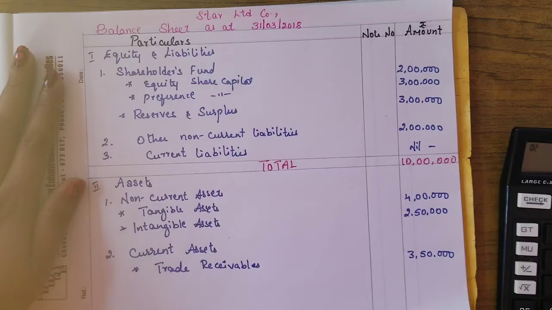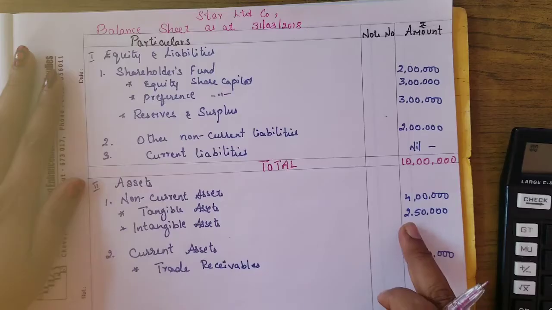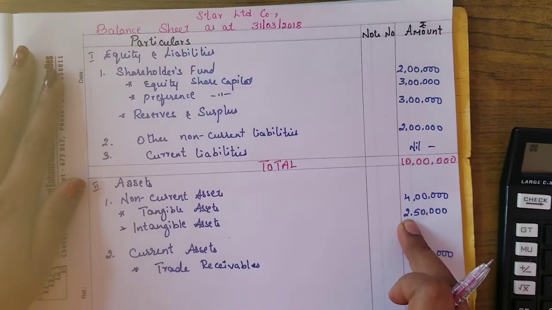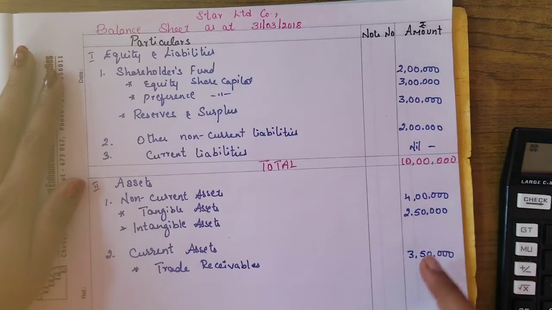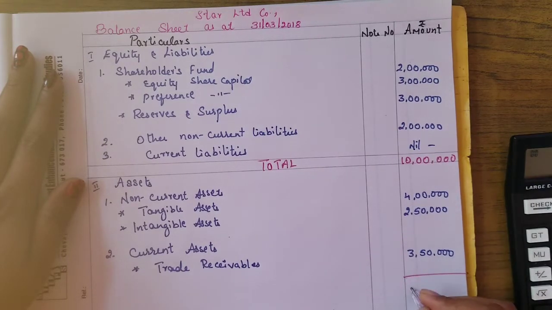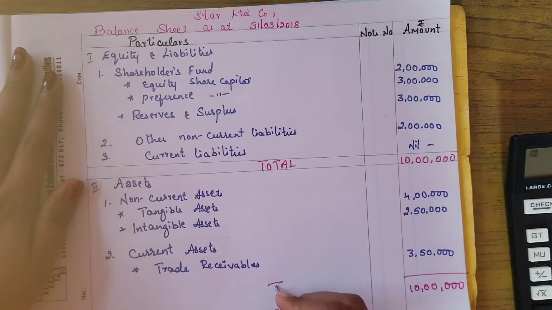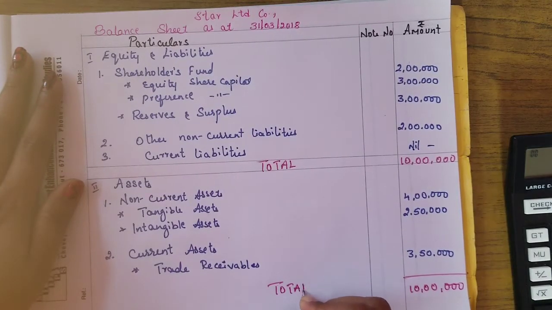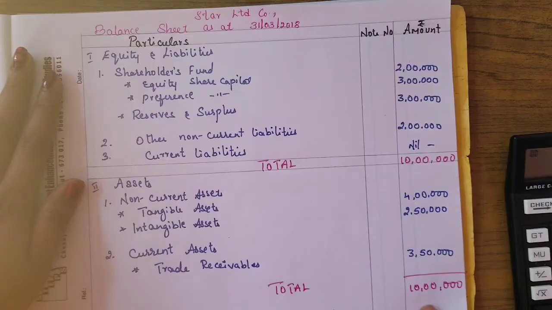Okay, so adding all this, 4 lakhs plus 2,50,000 is 6,50,000, plus 3 lakhs, it's 10 lakhs. So liabilities are equal to assets. Both have been tallied.